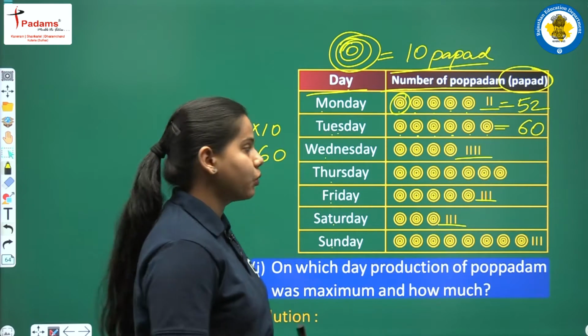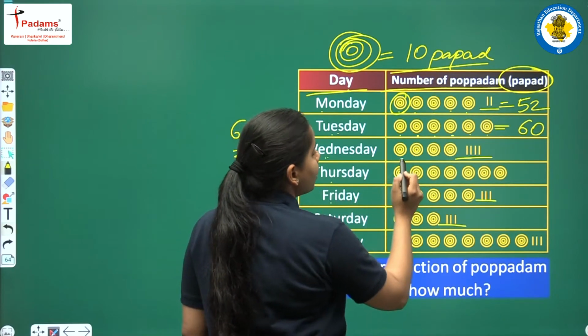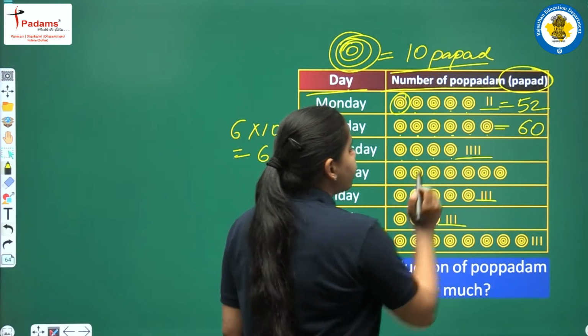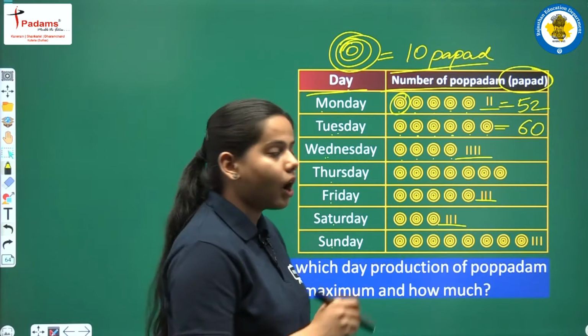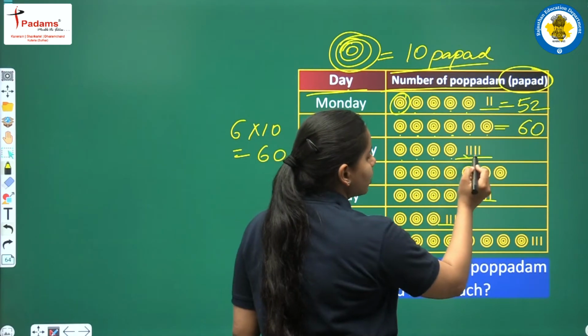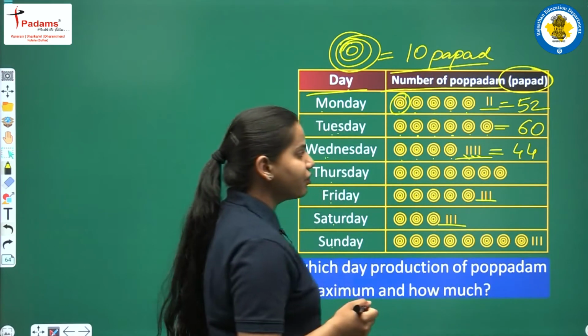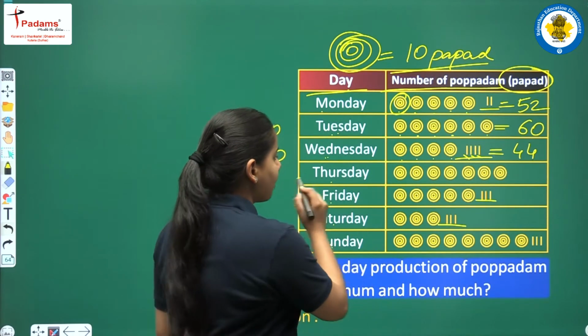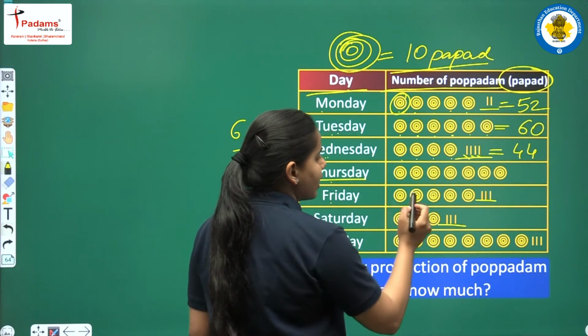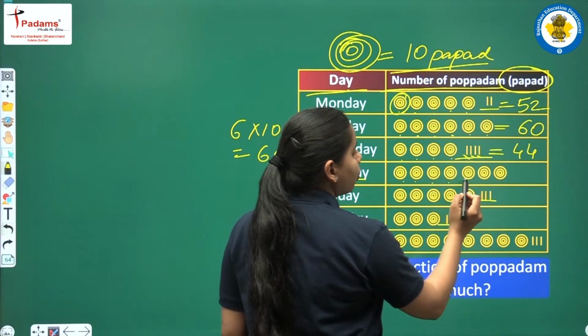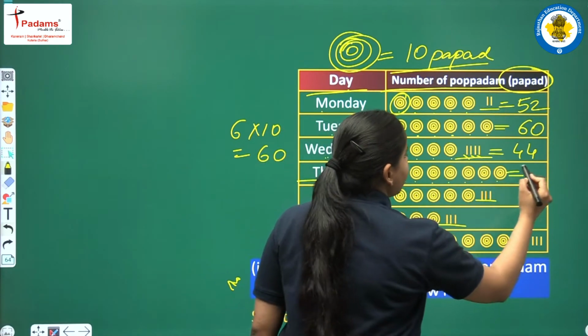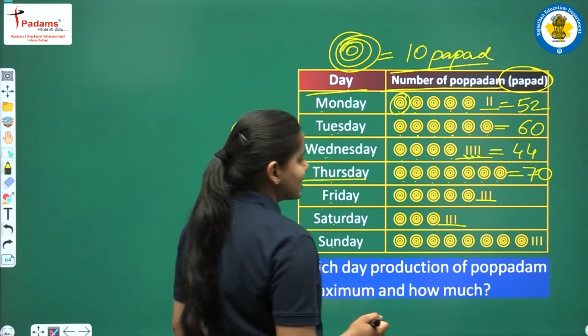Same way let us count the remaining ones. Wednesday 1, 2, 3, 4. 4 into 10 is 40 and 40 plus tally mark. There are total 4 tally marks. So 40 plus 4 is 44 here. Let us count the number of papads prepared on Thursday. 1, 2, 3, 4, 5, 6 and 7. 7 into 10 is 70.